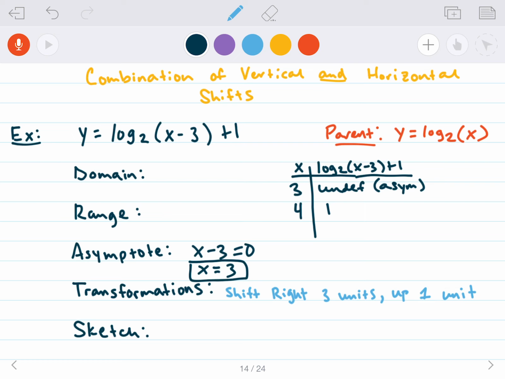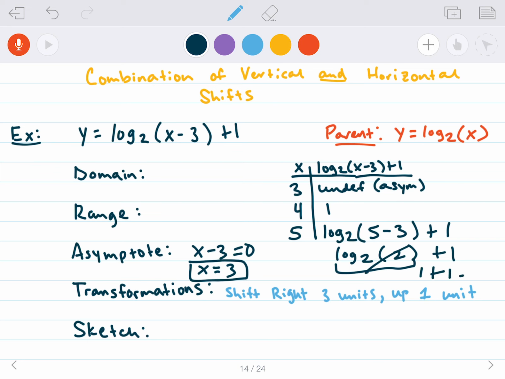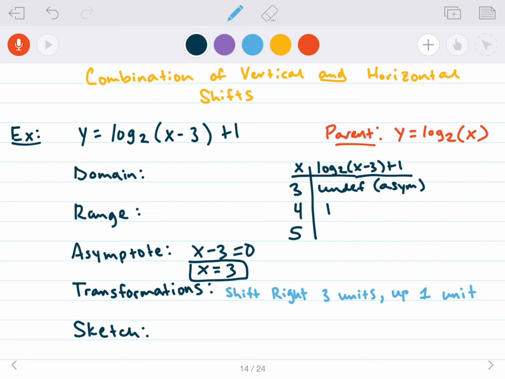What could I do? How about the next obvious one, 5? When x is equal to 5, we get log base 2 of 5 minus 3 plus 1. Log base 2 of 2 plus 1. 2 to what power equals 2? Well, that has to be 1. 1 plus 1 is 2. So our output is 2.